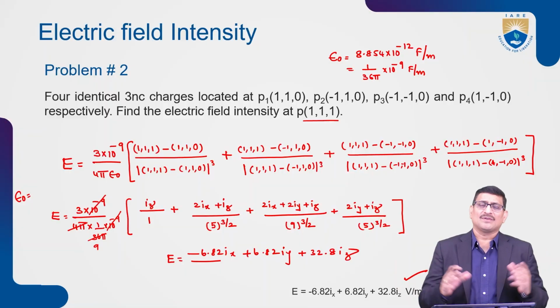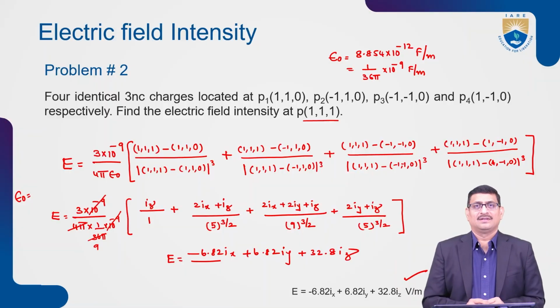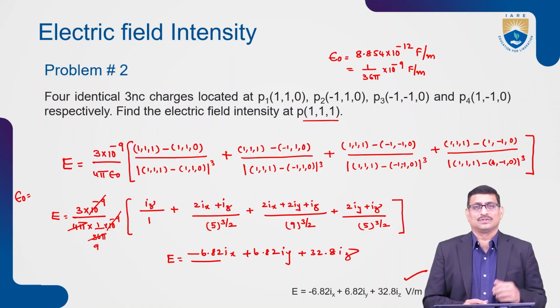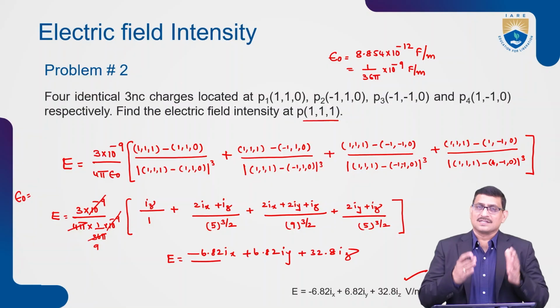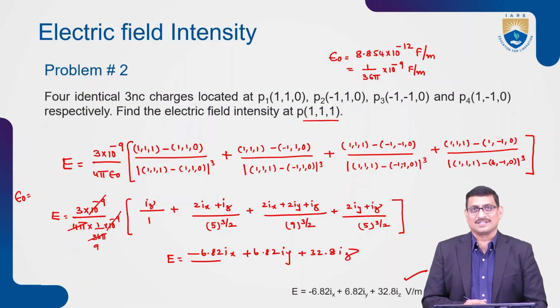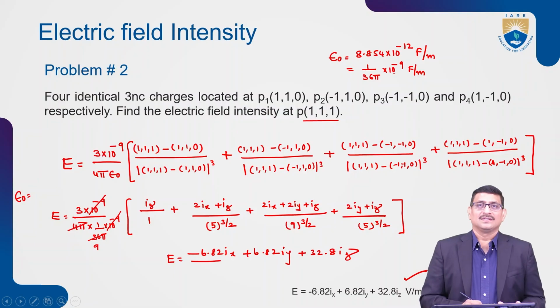Like this, any number of charges may be given. Then we can use superposition. The electric field intensity due to n number of point charges is the summation of the electric field intensity of all individual point charges. Right? Okay. And we'll go to the next problem.